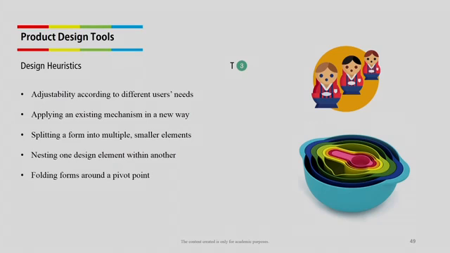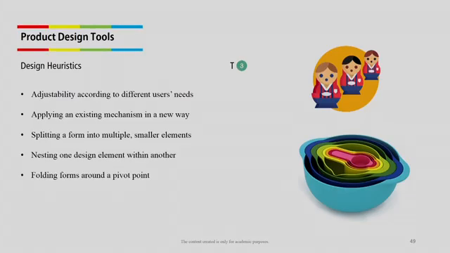Second is applying an existing mechanism in a new way. So, when we are doing this product decomposition task, we are opening a particular product, we are checking different kinds of mechanisms inside it. This particular mechanism in a product can help you to make another product.